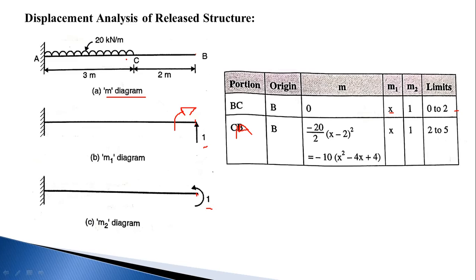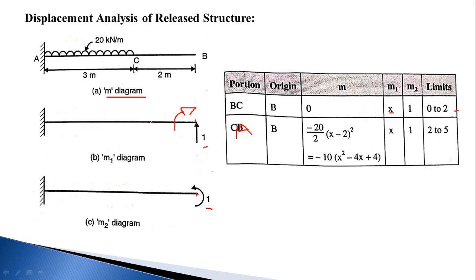x minus 2. So that equation becomes minus 10x² minus 4x plus 4. Then once again for that M1 diagram, due to this RB, that redundant force is 1, so it becomes x. Similarly for the M2 diagram, the moment becomes 1, so M2 is equal to 1.